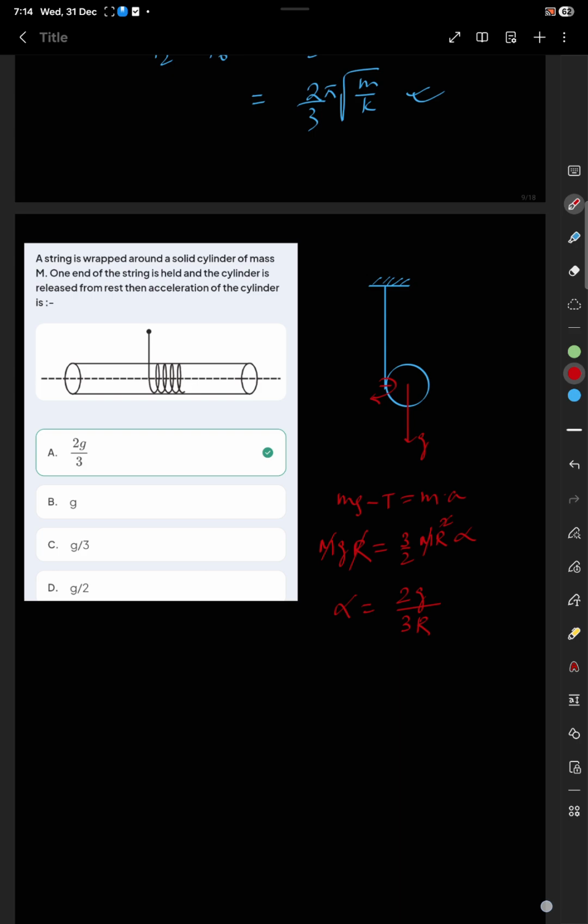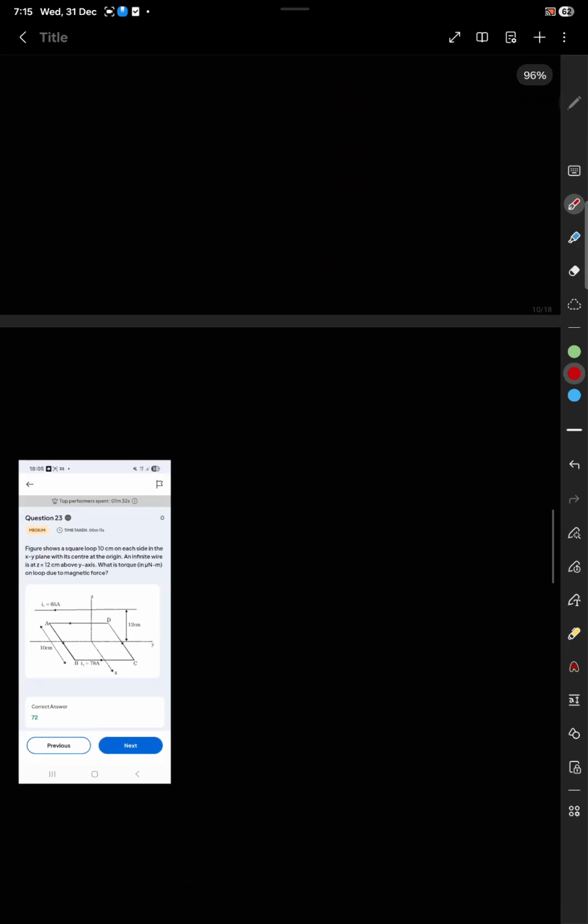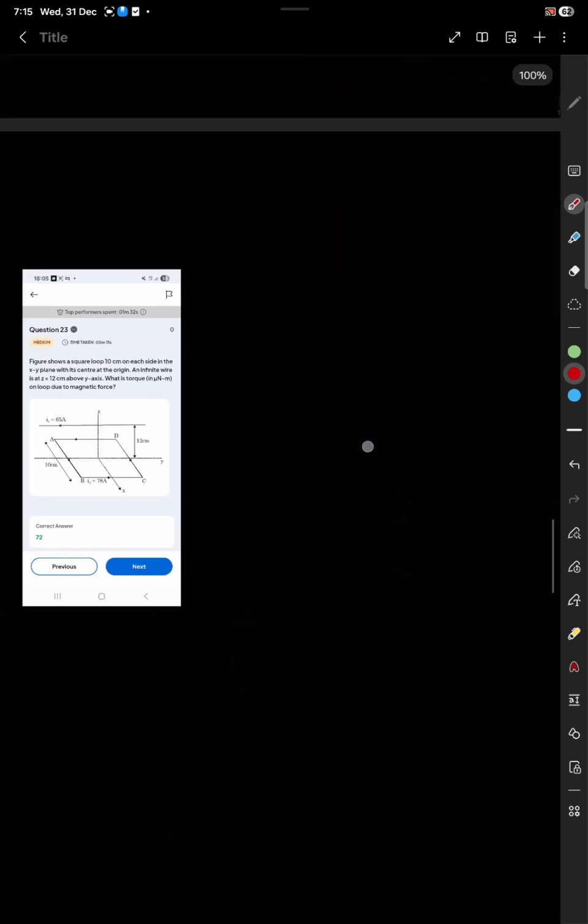So alpha is 2g by 3r. It is obviously known that if this is pure rolling, then a should be equal to r alpha. So that is 2g by 3. So this is your answer. From here also you can find out the value of t. Okay, now to the next question.